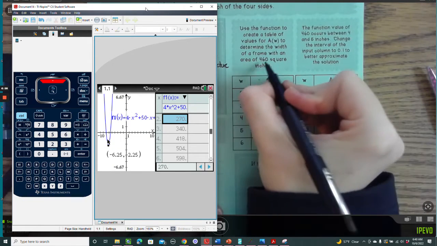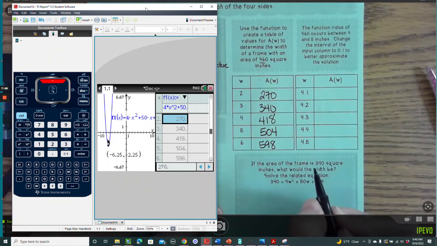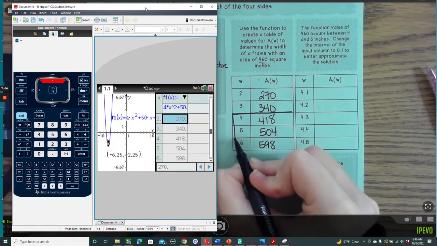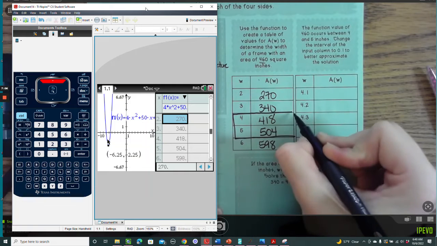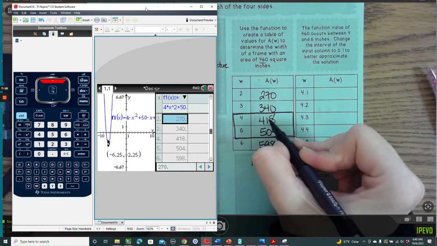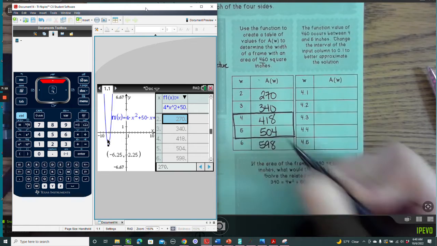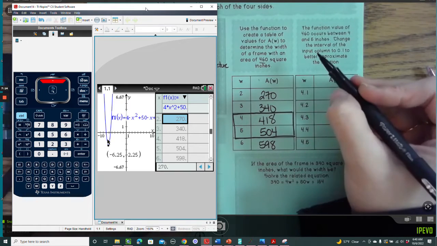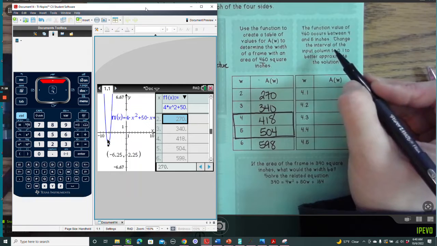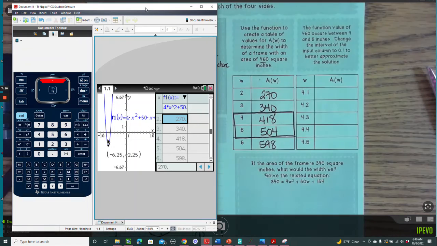So for this one, we're looking if a frame has 460 square inches. In between 4 and 5 is where my answer is. Now that's a pretty wide gap though, because we're looking for 460. Between 418 and 504, that's a pretty big gap. So the function value of 460 occurs between 4 and 5 inches. We can change the interval of the input column to 0.1 to better approximate the solution.